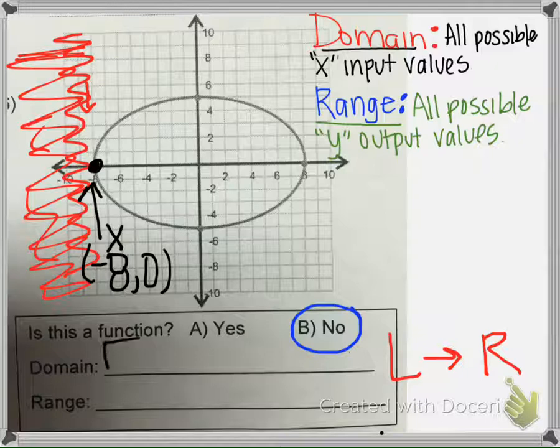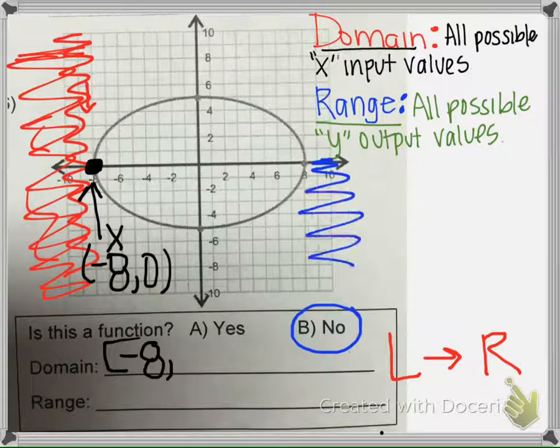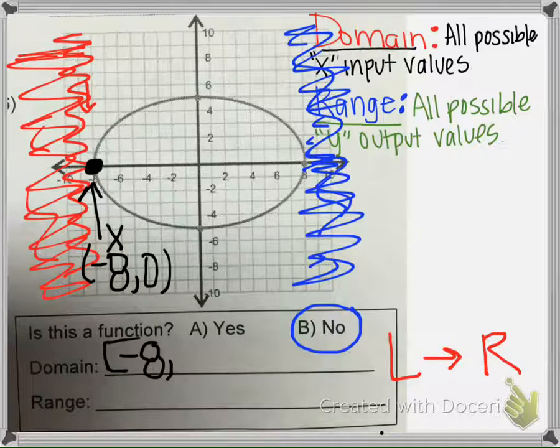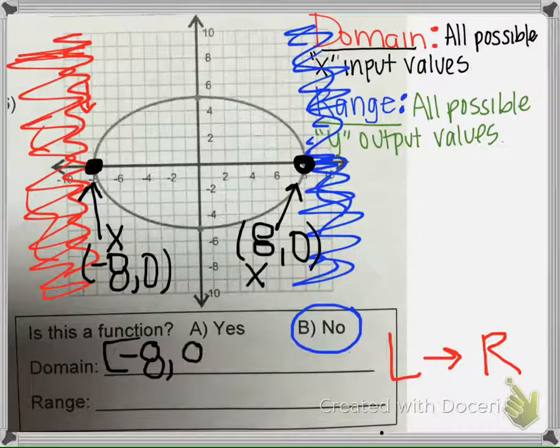So my domain, I'm going to have -8, and I'm going to put a bracket around it because there is a solid point right there. And then if we go to the right side of the graph over here, the graph will never go in this blue area right here. So the highest value that the graph will extend to, that point right there, is at (8, 0). So the highest x value is 8, and the lowest one is -8. And we're going to put a bracket because it's a solid graph.